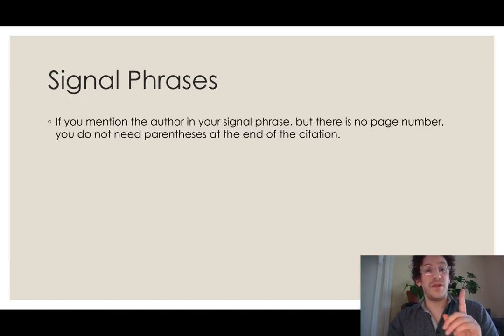Okay. Here's the thing about signal phrases. Sometimes there's no page number. For example, if you're reading an article on the internet, sometimes those articles, if you didn't print them out, don't have page numbers. Or if you print it on one printer, it might be 5 pages, and on another, it could be 6. You just don't know. So no problem. If you mention the author in the signal phrase, but there is no page number, you do not need parentheses at the end of the citation. You just don't put a page number.